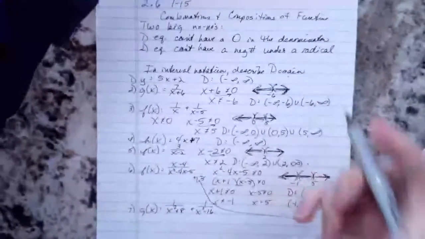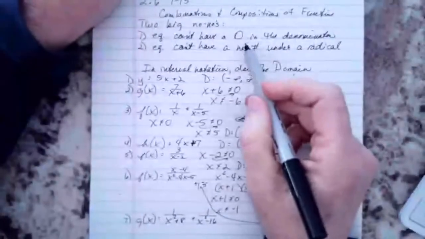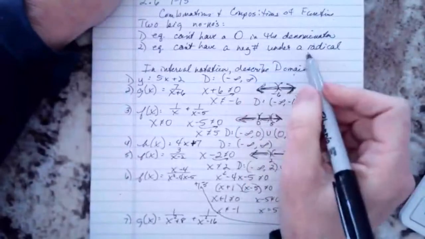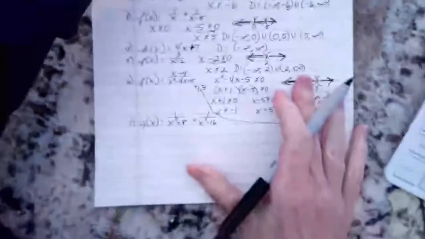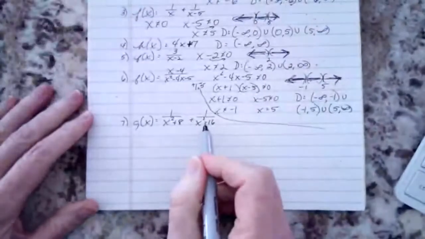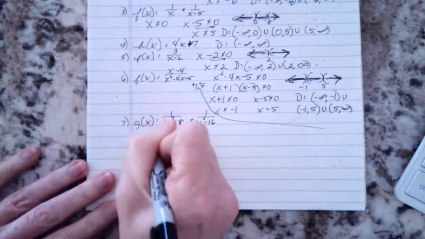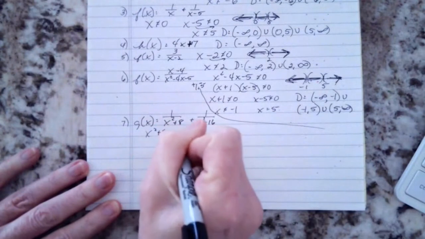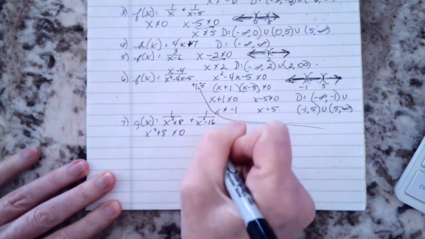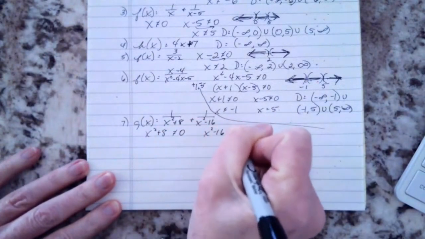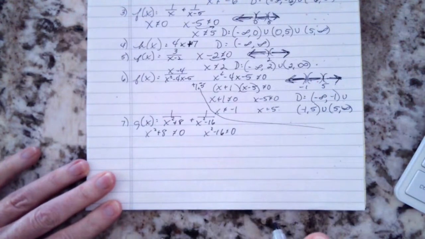Okay, we got two no-nos. We can't have a denominator equal to 0, and we can't have a radical with a negative number on it. We don't have any radicals here. We only have denominators. So I need to make sure of two things. One, that x squared plus 8 does not equal 0. And the other, that x squared minus 16 does not equal 0.